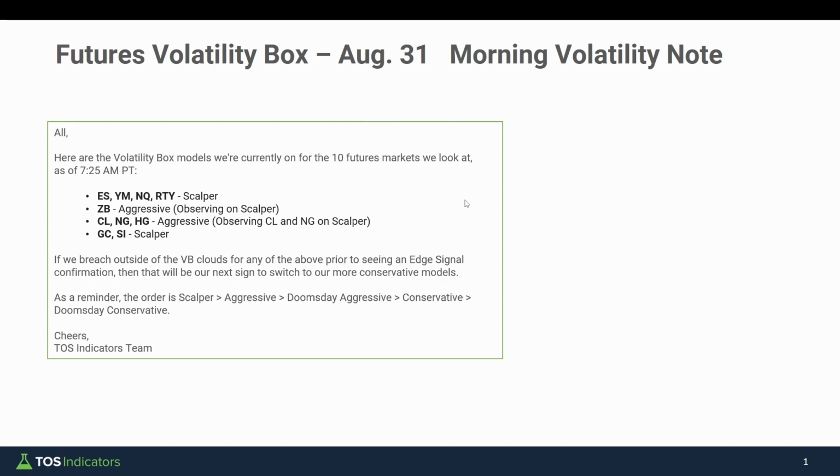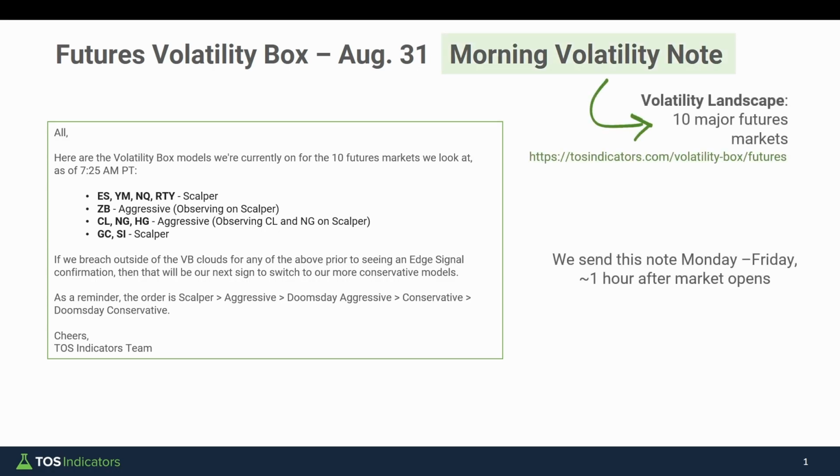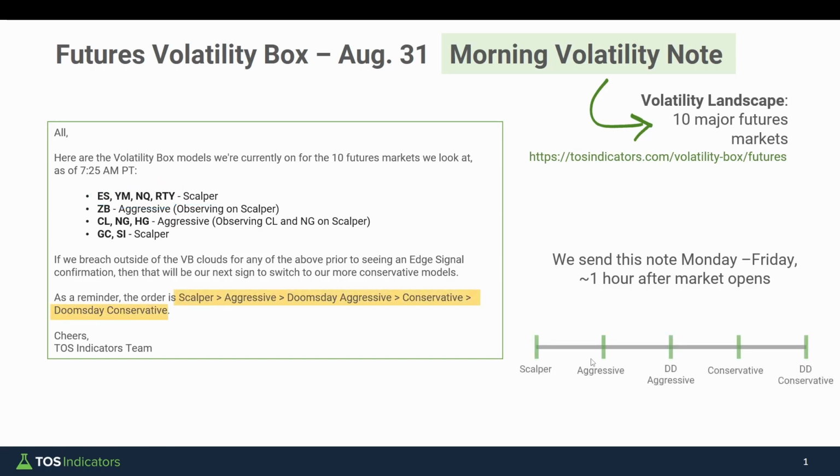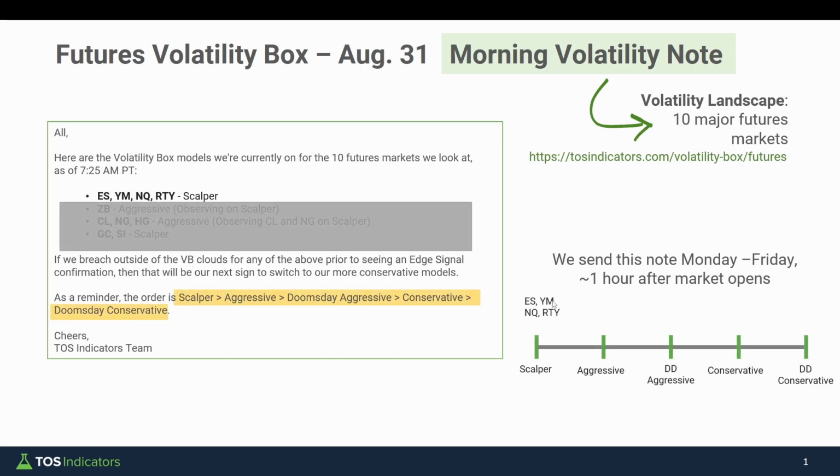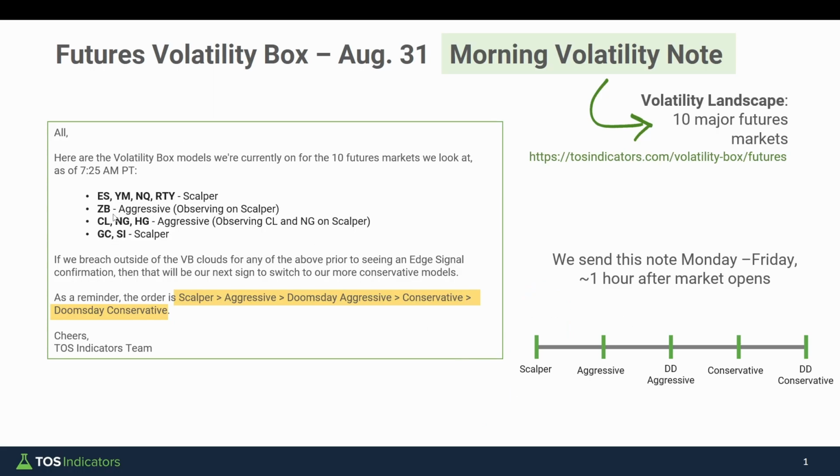Now starting first with understanding today's volatility landscape, here's where our 10 major futures markets landed. All 4 of our index markets were on their scalper volatility box models, and if we plot where that is on our line graph, that's telling us that the 4 index markets were on the far left-hand side, their most aggressive volatility box models. If I review the other markets as well, the 30-year note was on its aggressive models with the scalper still being respected. Same thing with crude and natural gas.